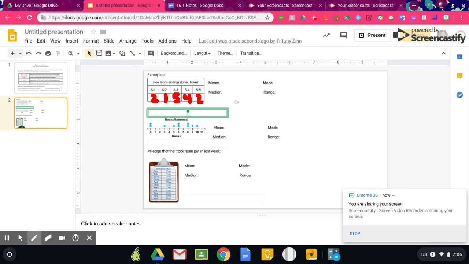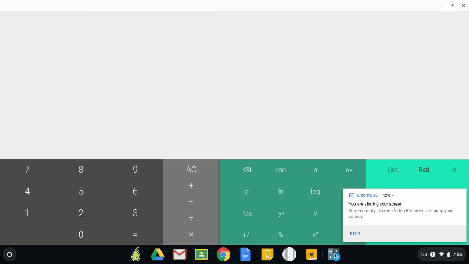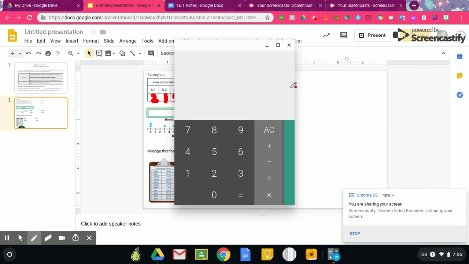Step 1, to do anything, is to order numbers from least to greatest. So we've got 1, 2, 2, 4, and 5. Now to find the mean, you have to add all of those up and divide by, let's see, there were 5 kids, so divide by 5. I'll make that a little bit smaller.